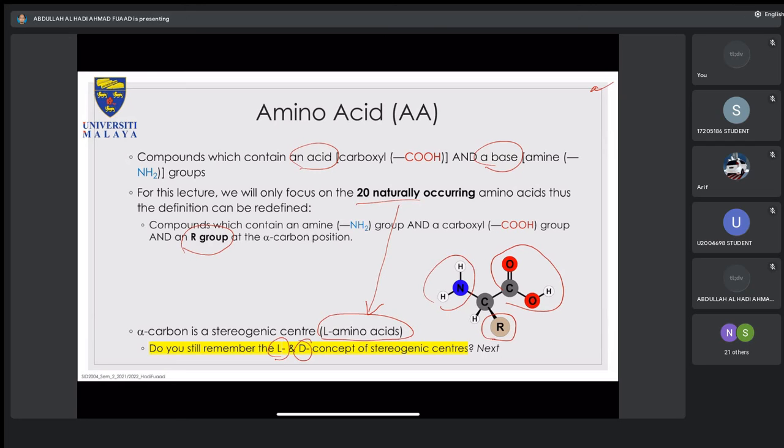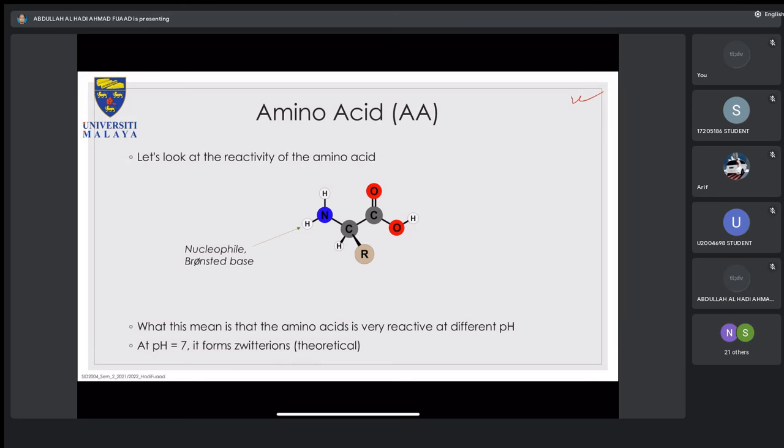All right, let's have a look at the reactivity of an amino acid. On the amine side, you have a nucleophile or Bronsted base. A Bronsted base is basically any species that can accept a proton. In this case, because the amine has one lone pair, it can definitely accept a proton, basic first year chemistry. On the other side, you have a Bronsted acid, which is also a potential electrophile. Because you have a nucleophile and an electrophile, you can have a conjugation, basic simple knowledge, even though it does not form spontaneously. So what this means is that the amino acid is very reactive at different pH.